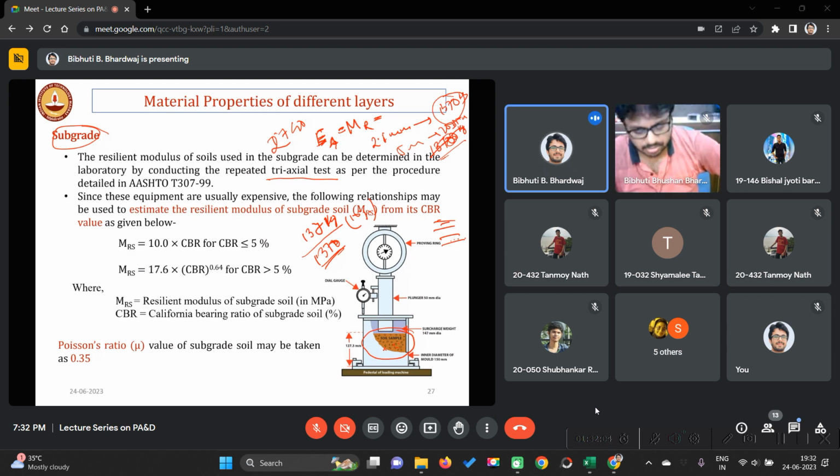It's not like that. It will always be less than 100%. But we are considering aggregates and soil. Aggregate particles will be stronger. In soil, the value will be much lower. But still, if you intend to use soil in subgrade, it should not be more than some percentage.